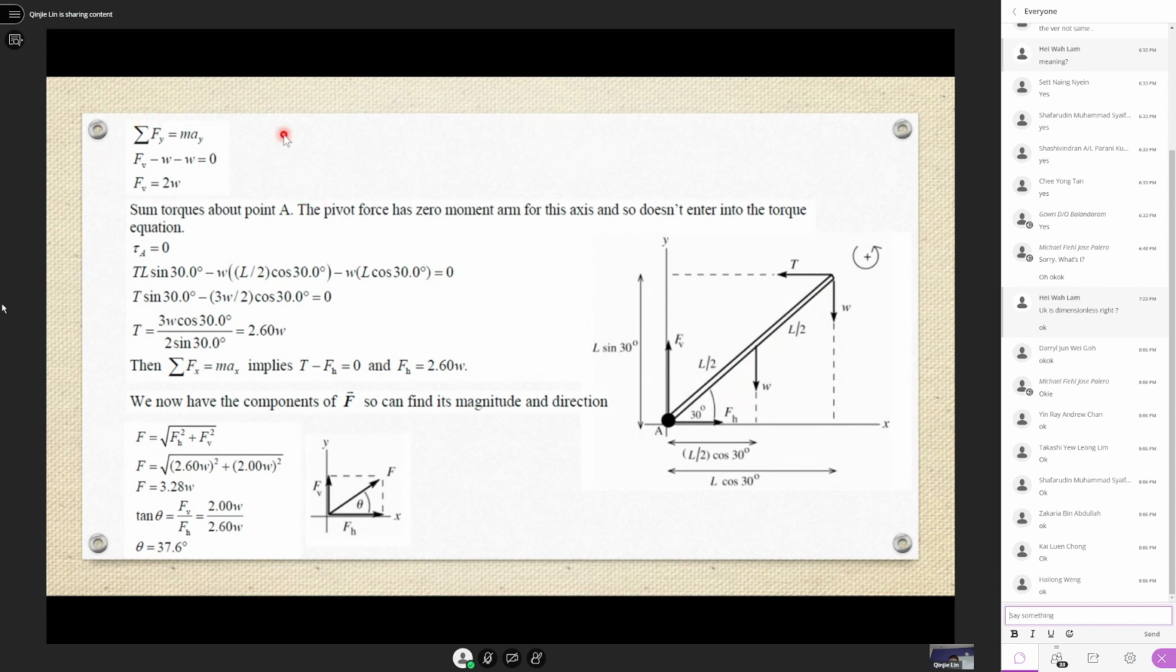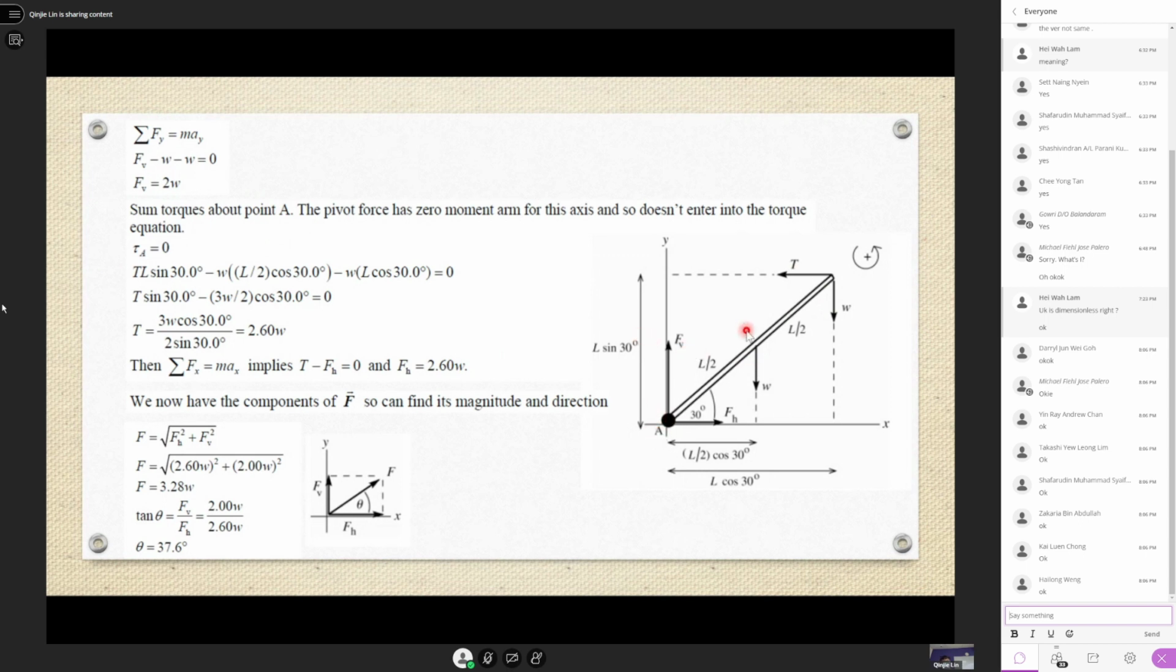So first thing we can do is summation of forces in the y direction. We only have FV pointing upwards and W pointing down, W pointing down. The other two are horizontal forces, so they wouldn't appear here. This is for vertical, so you'll get FV equals 2W. Then we continue. We can take summation of torque about point A.